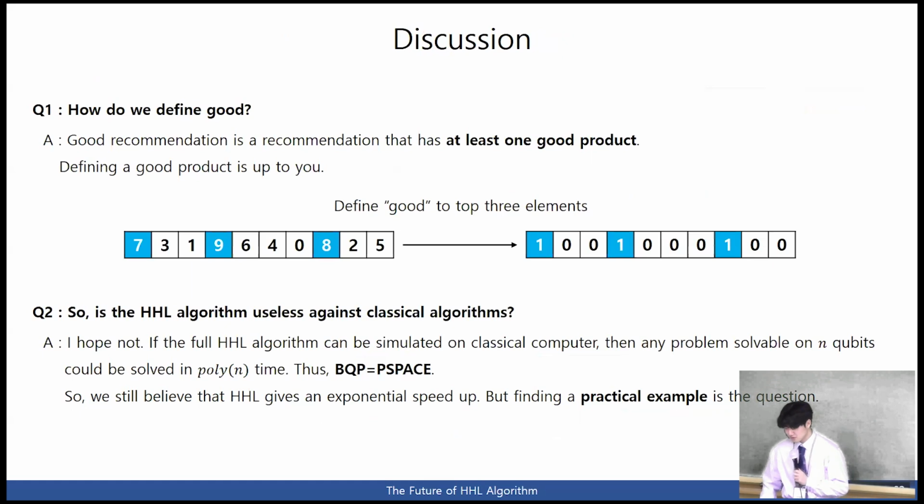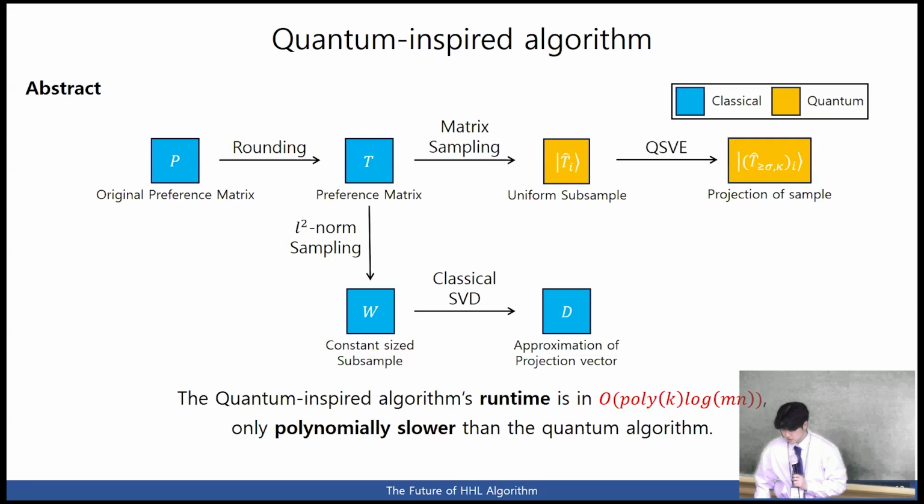This is my explanation of the quantum algorithm and the quantum-inspired algorithm. The quantum-inspired algorithm takes only poly k time for rounding, and we get a log mn time to get the method. We just have polylog k log mn time, and this is only polynomially slower than the quantum algorithm. Regarding quantum computers in practical deviations, we can think that this algorithm works pretty well.